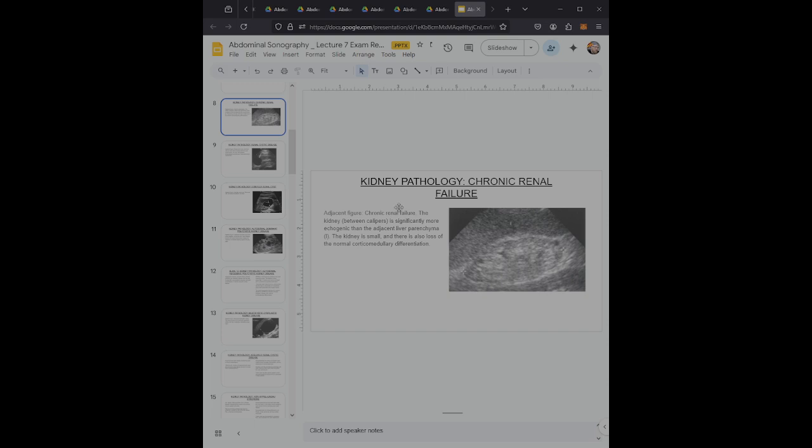So here is an image of chronic renal failure. The kidney between the calipers is significantly more echogenic than the adjacent liver parenchyma. The kidney is also reduced in size, and there is loss of the normal corticomedullary differentiation.